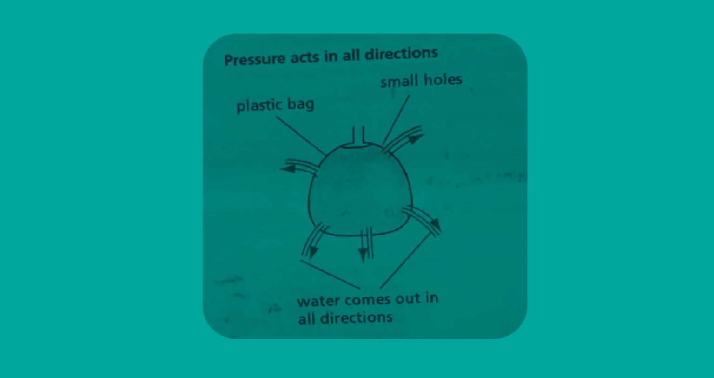Okay, dear student, next figure here. You observe this figure. Here pressure acts in all directions equally. This is the plastic bag. Here we have small holes. In these small holes, water comes out in all directions equally.